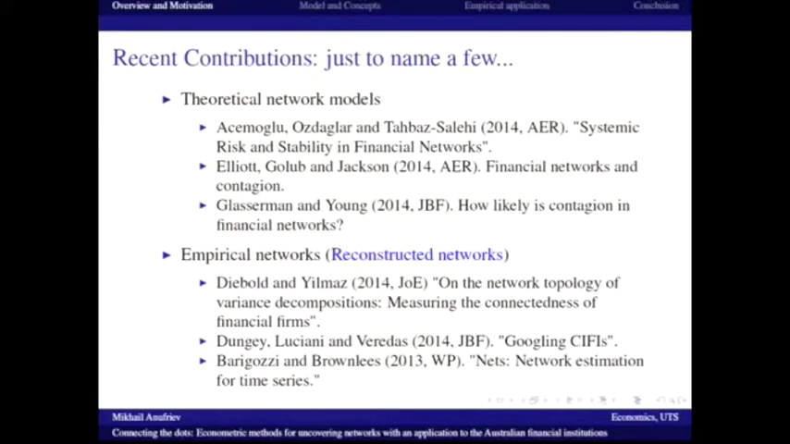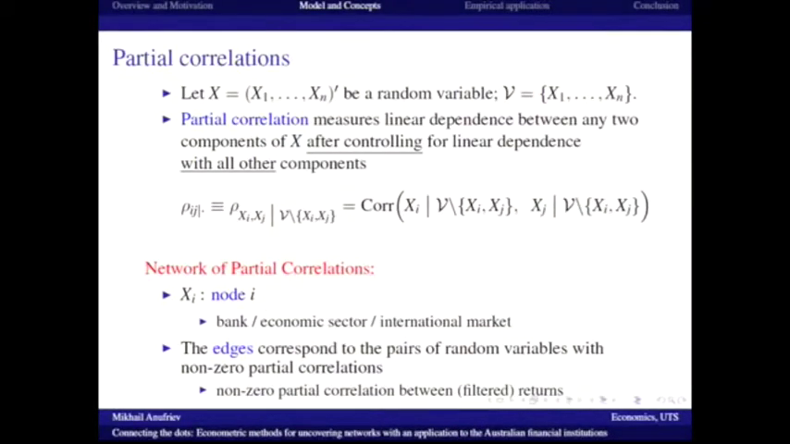The number of contributions in these fields is large. These are just 2014 papers, and those which I have read, and these are theoretical network models. What theoretical network models usually do is either start with a network or try to build a network, and then on this network they propose some ways of studying how shocks propagate. They sometimes apply it to data sets, but in order to do that you have to have these data sets available, and the data is always a possible issue. Another approach is the empirical network approach, which is called reconstructed networks. You look at some data which do not have a network, but you reconstruct it from that data. That is what we are doing, but differently from other people. Okay, so let me tell you what partial correlations are.